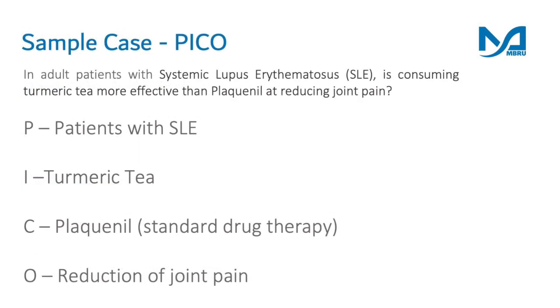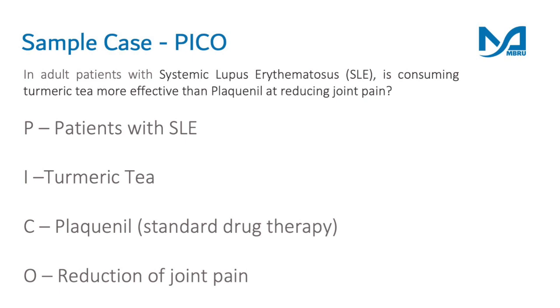Let us take the example of the following research question. In adult patients with systemic lupus erythematosus, or SLE, is consuming turmeric tea more effective than Plaquenil at reducing joint pain? From the research question, the following PICO components are identified.